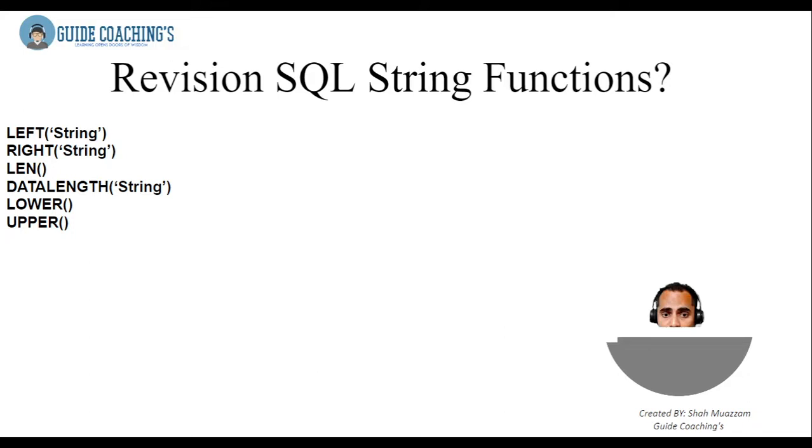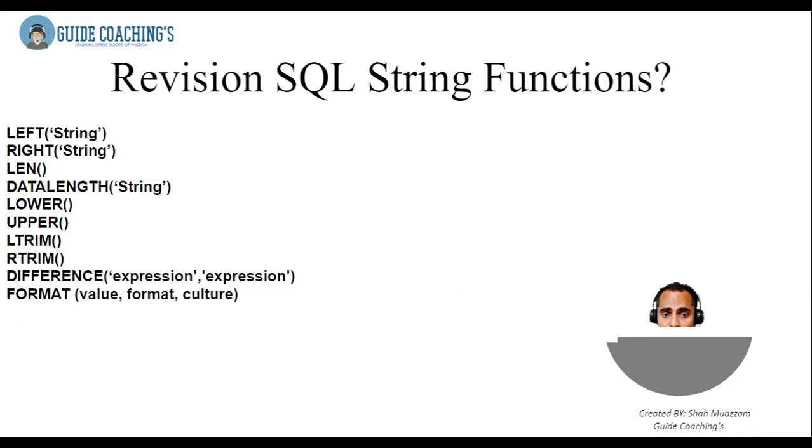Okay, coming back to the point, we had ltrim and rtrim, the left trim and right trim to cut down the spaces from the left and right respectively. Then we had difference. We had two parameters, and we calculate the difference by using SOUNDEX. Then we had format, where we had three values: value, format and culture. So here we will be formatting the string.